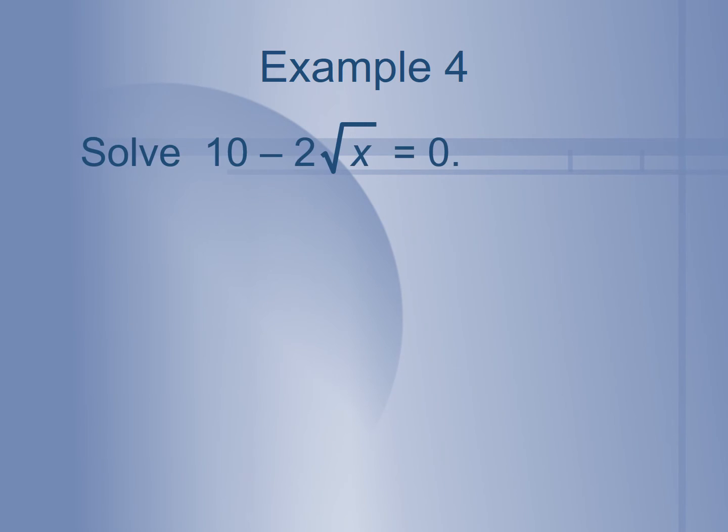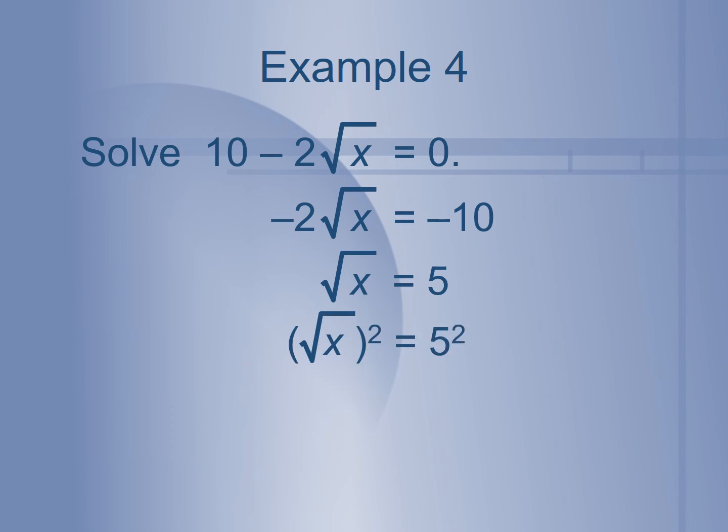Next example. We have 10 minus 2 square root of x equals 0. So remember, I have to isolate the radical first. I'm going to subtract 10 from both sides, and then I'll divide both sides by negative 2. So now I have the square root of x equals 5. Then I will square both sides, and on the left side, the square undoes the square root, leaving me x. And 5 squared equals 25. So I get the solution x equals 25.